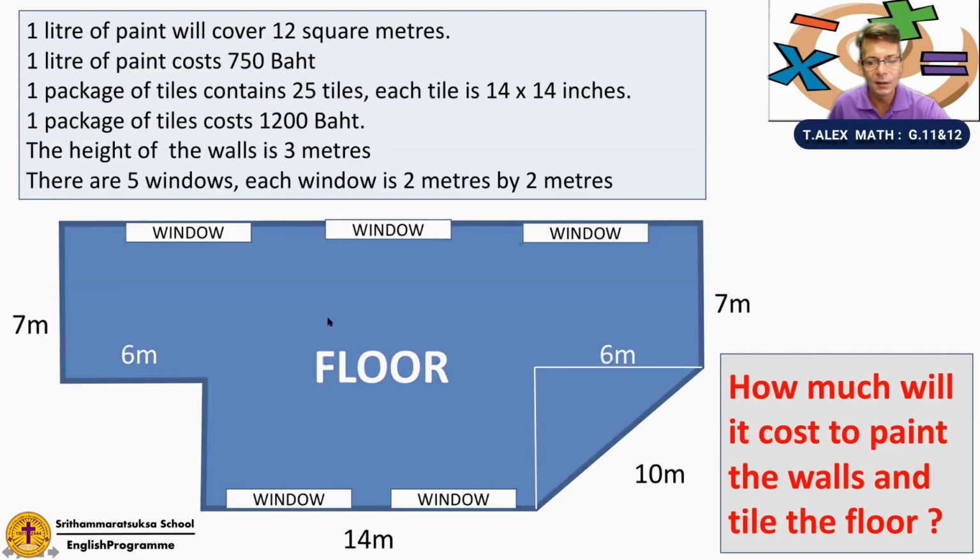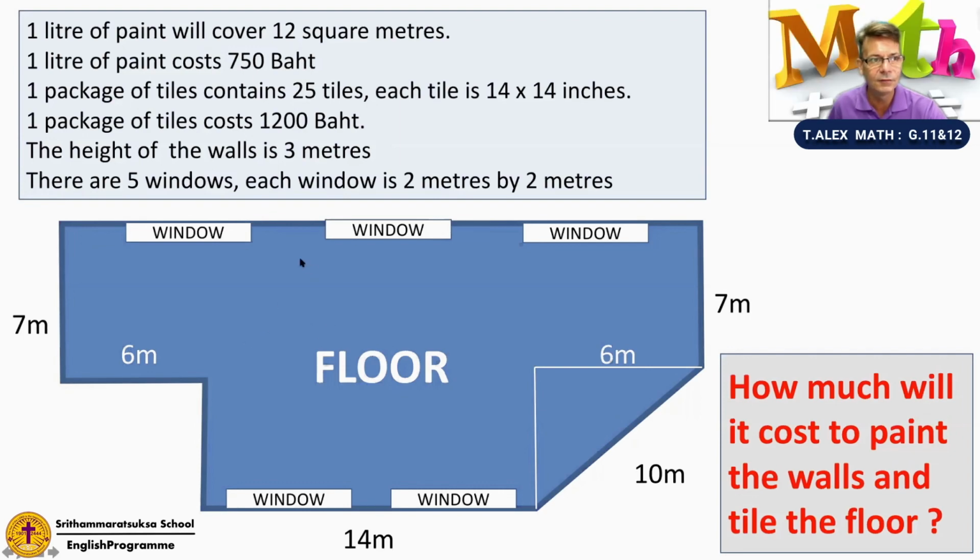For the floor, well, we want to work out the cost to tile the floor, and one package of tiles has 25 tiles. Each tile is 14 times 14 inches, and the package of tiles cost 1,200 baht. So now I'm telling you how many tiles you get, what is the size of each tile. So once you work out the floor area, you have to divide by the size of the tiles and then divide by the number of tiles you get in a packet, and then you can work out the cost.